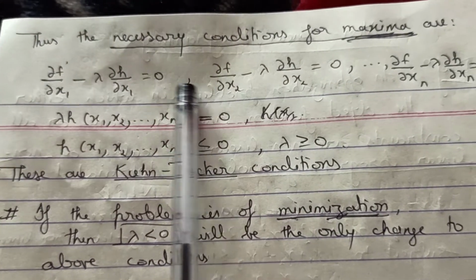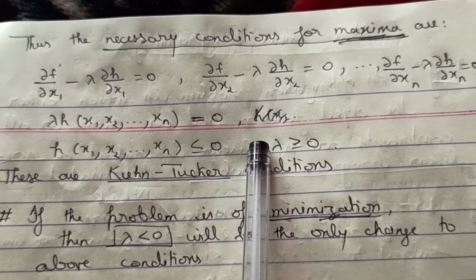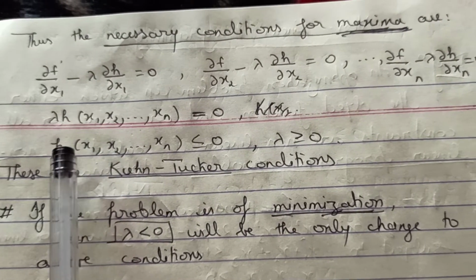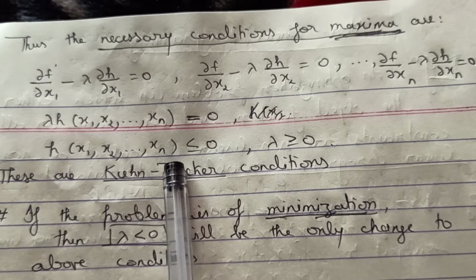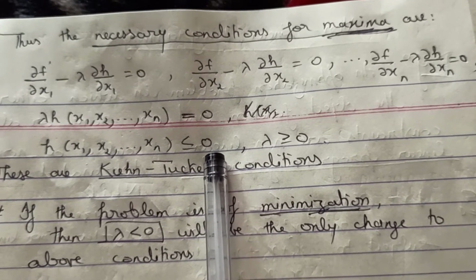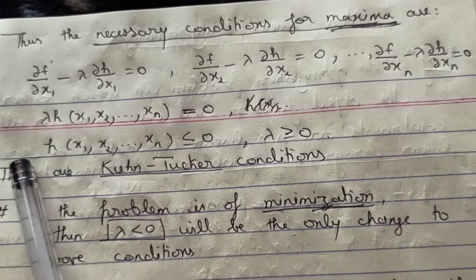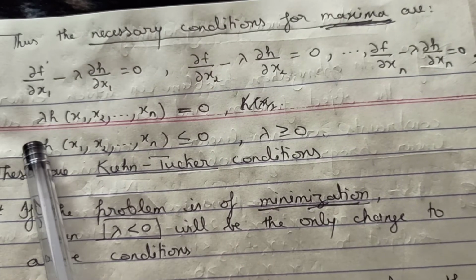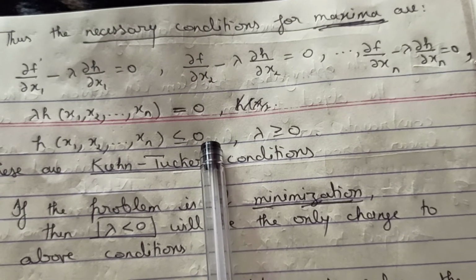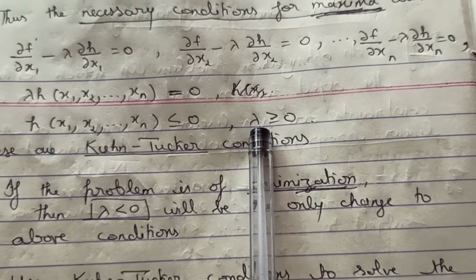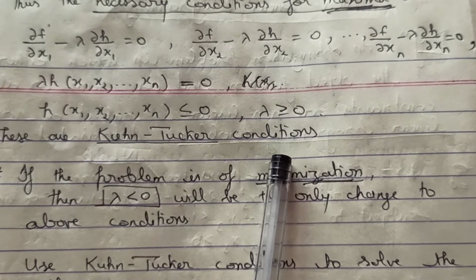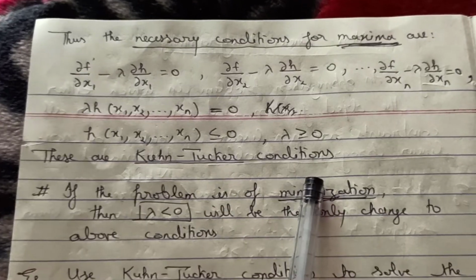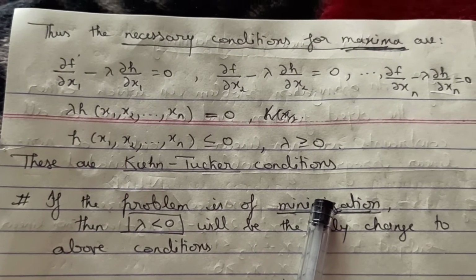Okay, so this is our next necessary condition. The next one is h(x1, x2, ..., xn) should be smaller than or equal to 0. This equation is coming from our constraint. And lambda should be greater than or equal to 0, and all xi's also should be greater than or equal to 0. So these are Kuhn Tucker's conditions for a maximization problem.